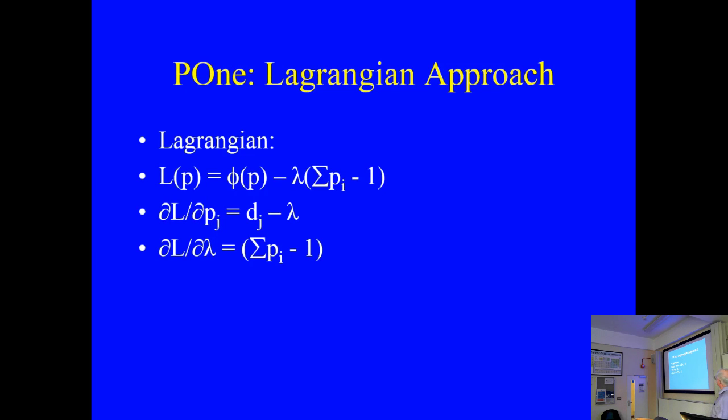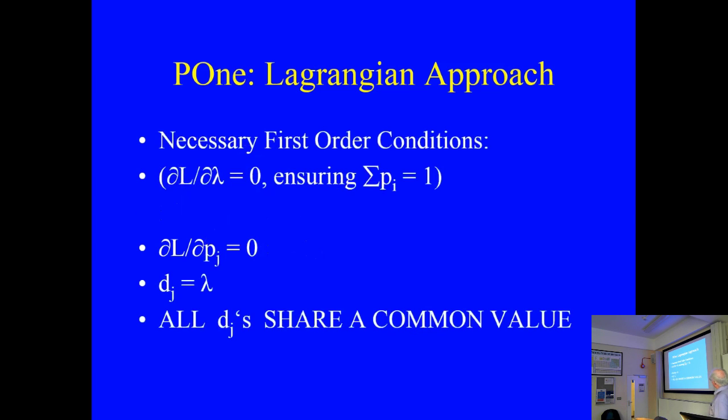Consider the Lagrangian for this problem. It is phi of p minus lambda times (sigma p_i minus 1). Set the derivatives of the Lagrangian to 0, we get the derivatives d_j of phi minus lambda, and of course the derivative with respect to lambda is sigma p_i minus 1. Necessary first order conditions are that the Lagrangian derivative should be 0, therefore the d_j must equal lambda. All the partial derivatives share a common value.